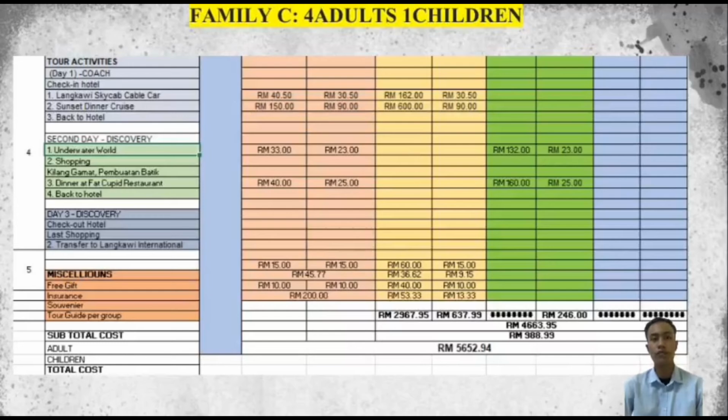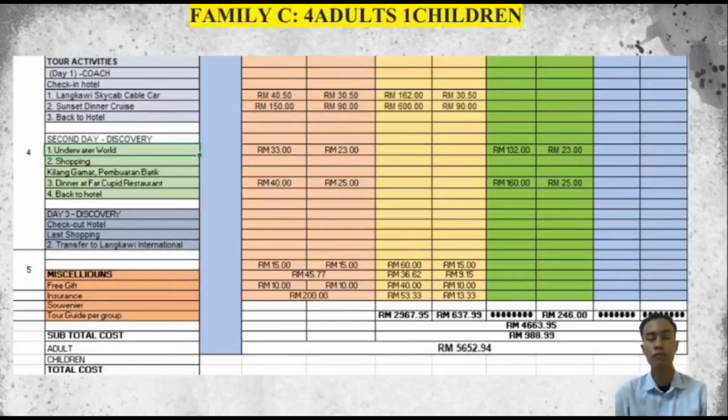And then we're moving on to day 3, Discovery. So check out from the hotel. What we do not include in the tour cost is shopping. It depends on the tourist whether to buy less or buy more, and it depends on the tourist's budget, so we do not put the cost in the Excel. And the transfer to Langkawi, we already mentioned in the transportation.